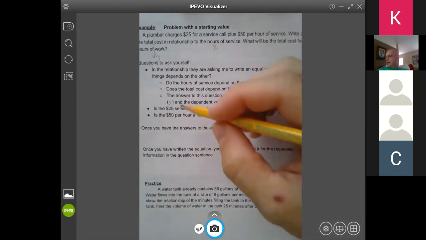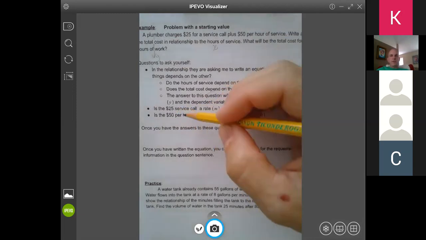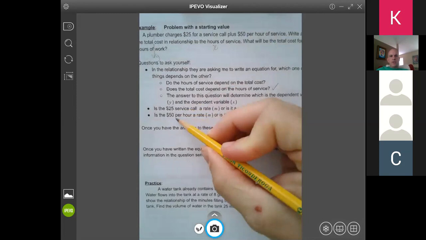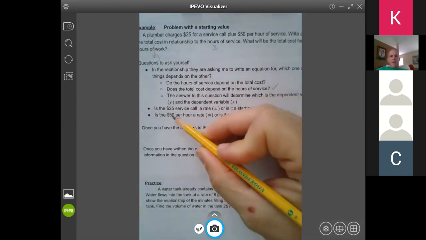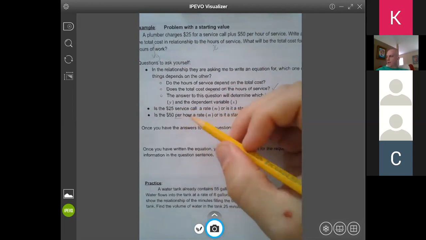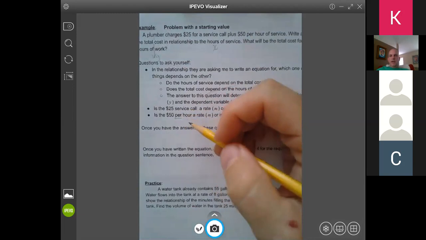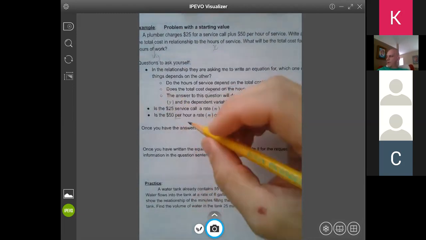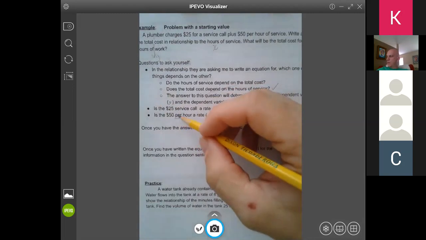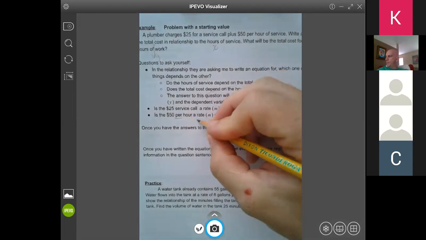Hopefully we can tell just by what wording follows this which one is our rate. That's this one because it includes that word per. So $50 per hour is a rate. $50 each hour, $50 every hour. Every hour they charge $50. However that's phrased, if it's including those types of words, it's going to indicate a rate. So this is our M here.